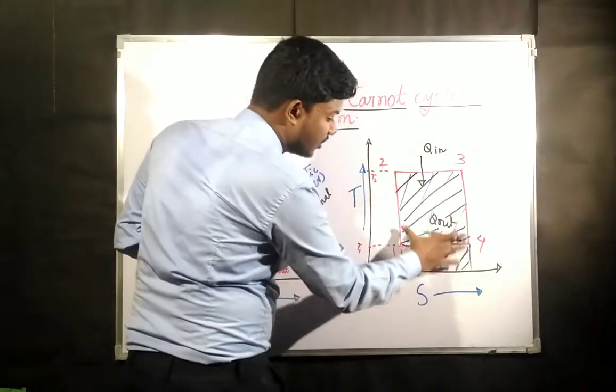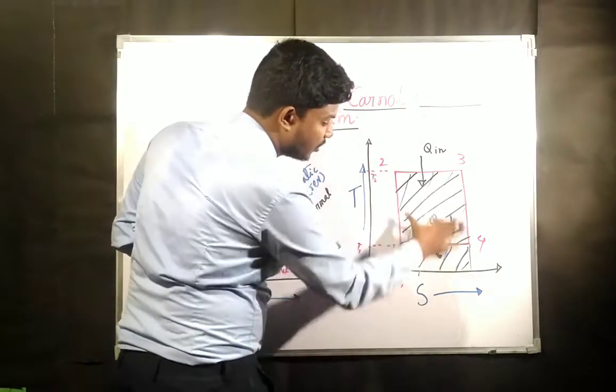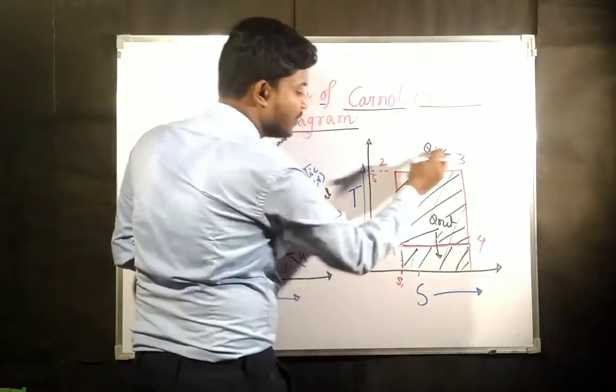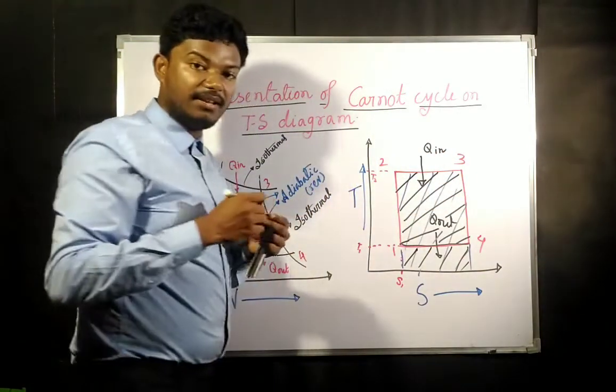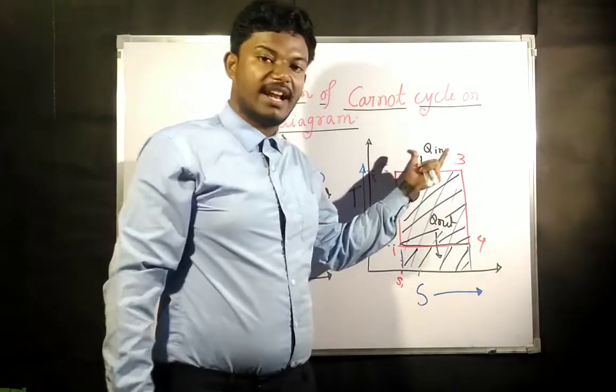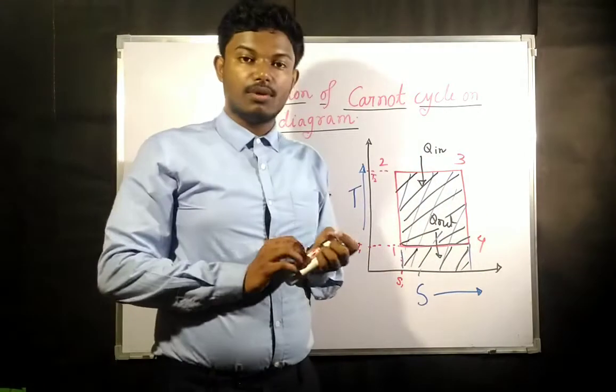Okay, because if you subtract this small portion of area from the whole area, then this area is remaining. This area is remaining for you, which is the result of the net heat transfer, that is Q in minus Q out.